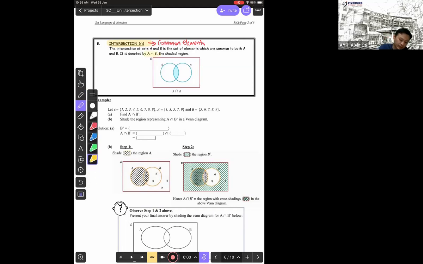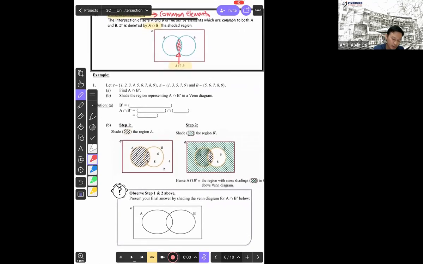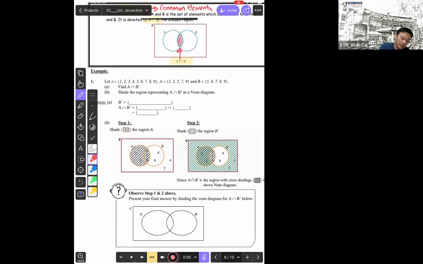So how do we write that? It's A intersect B. If you look at the diagram, you can see this is the part, the intersection portion. We are supposed to find the common elements between the two sets. So how do you do that? We're going to use an example to do that first. Let's go through example 1.